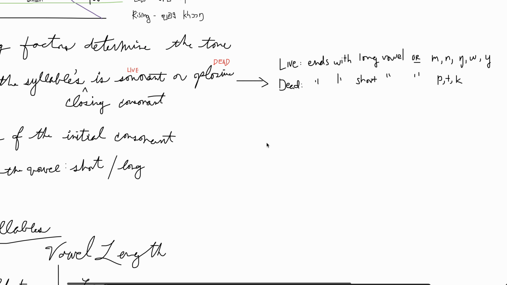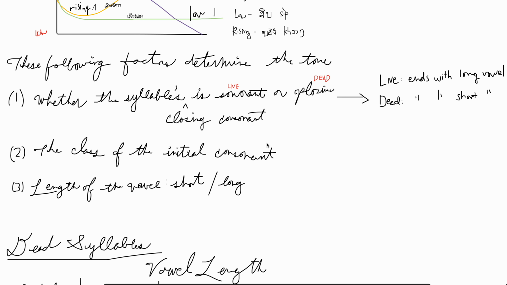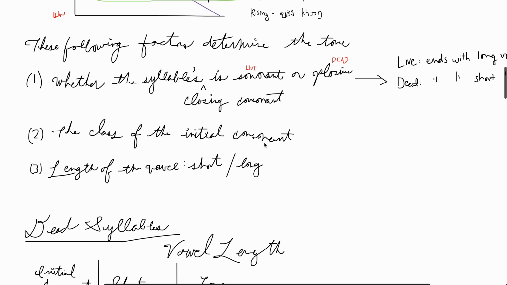So what I like to remember is if your syllable ends in a long vowel, it's live. If it's a short vowel, it's dead. And if it ends with a consonant that you can say forever without any obstruction, that's alive. Otherwise, it's dead. So yeah.